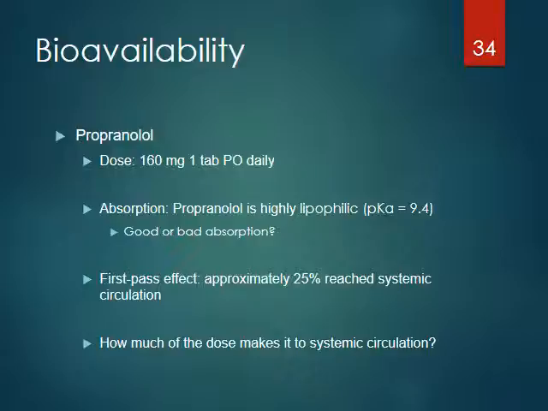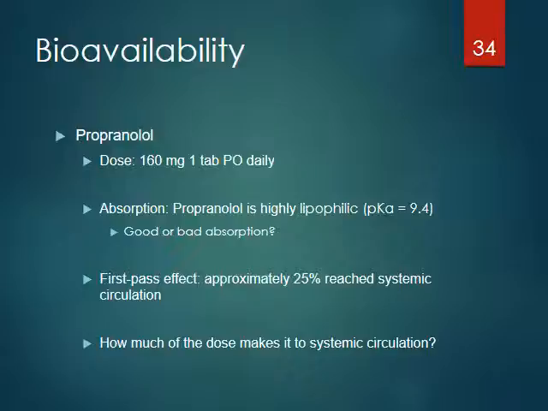We're just looking at that, noticing that we have high lipophilicity. That tells us we're going to have an easier time crossing those GI membranes, an easier time crossing the GI tract. So yes, I think it's going to have good absorption based on that. Then looking at the first pass effect, approximately 25% reaches systemic circulation. So that means a pretty decent amount of the drug is being chewed up by the liver as it is getting into systemic circulation.